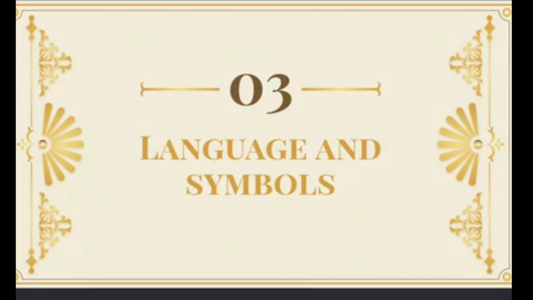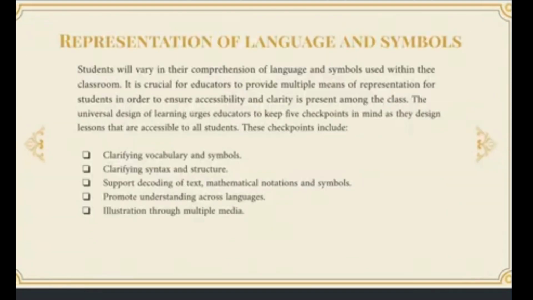Alright, and the third component is language and symbols. Representation of language and symbols. Students will vary in their comprehension of language and symbols used within the classroom. It is crucial for educators to provide multiple means of representation for students in order to ensure accessibility and clarity is present among the class.